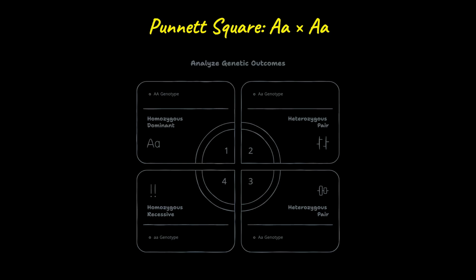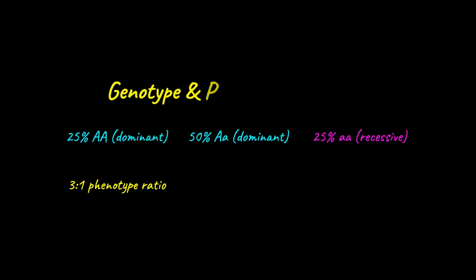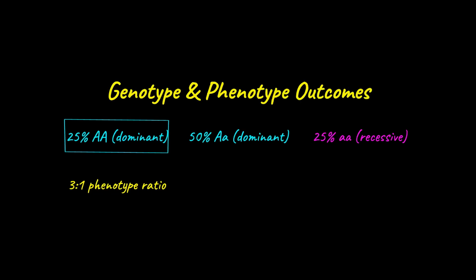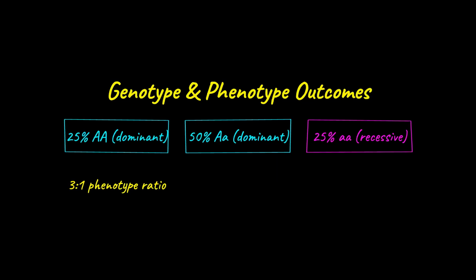Aa, Aa, and aa, giving us a 1 to 2 to 1 genotype ratio. With complete dominance, both AA and Aa individuals display the dominant phenotype, so 75% of offspring show the dominant trait and only 25% show the recessive trait, the classic 3 to 1 phenotype ratio.